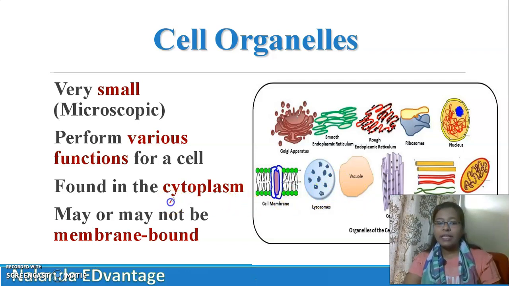They are found in cytoplasm. ये सबके सब एक cytoplasm में होते हैं. Now, what is a cytoplasm? It is given in the next slide. It may or may not be membrane bound. मतलब कि आपके cell walls के पास एक membrane हो सकती है या ये without membranes भी होते हैं.